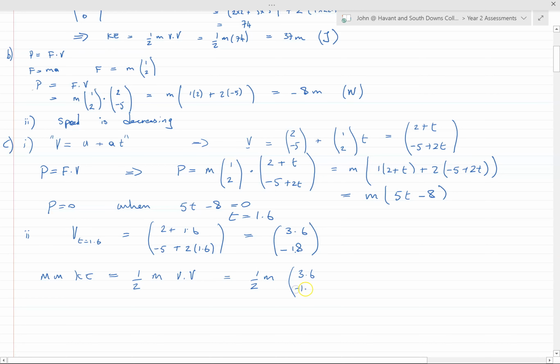(3.6, -1.8) dotted with itself, so that equals half m times (3.6 squared plus 1.8 squared), and that equals 81m over 10. Okay, thank you very much, that's it.